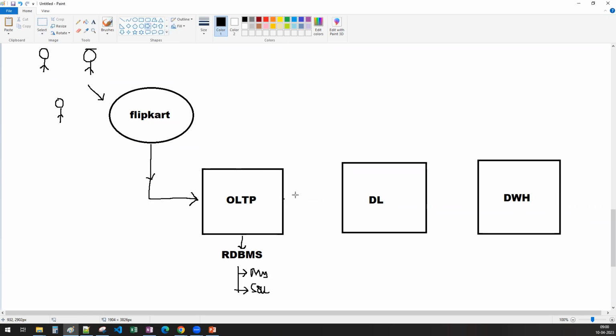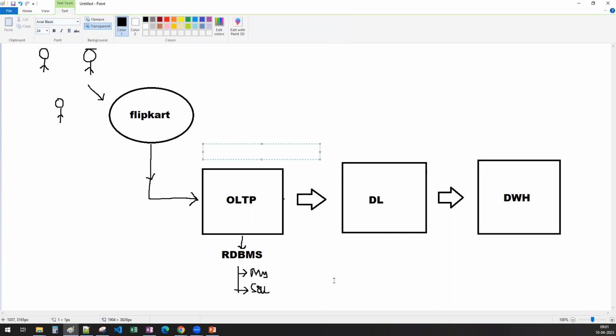So what is the OLTP, sir? OLTP is the one where we are storing the transactional data. The day-to-day activities are stored here. So when I say day-to-day activities, the main purpose of the OLTP is to continue the business. The main intention of the OLTP is business continuity.